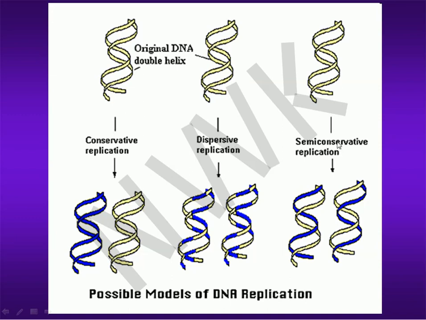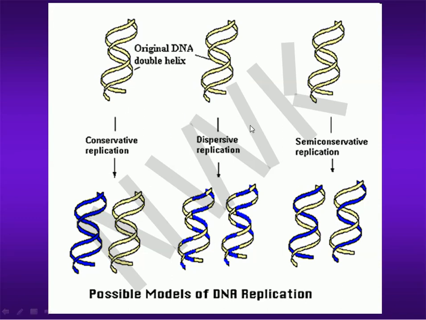Now the other one, semi-conservative replication. It states that when the new DNA molecule forms, it consists of one newly synthesized strand, which is the one in blue color, and one parental strand, which is the one in yellow color. So the new DNA molecule consists of one original strand and one newly synthesized strand. That's why it is called semi-conservative replication.